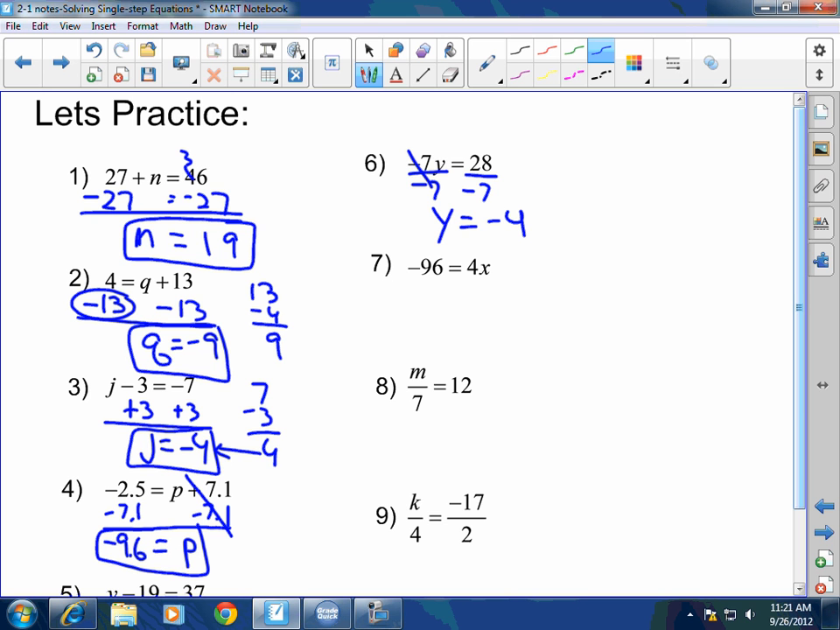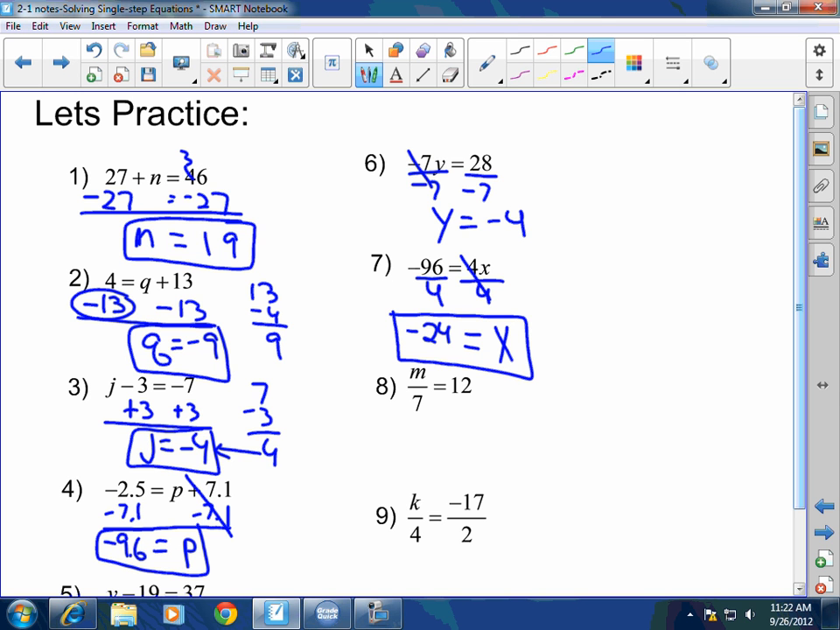What is the relationship between the 4 and the x? Multiplication. How do you get rid of multiplication? Division. So I'm going to divide both sides by 4. 4 divided by 4 is 1. I'm left with 1 times x, which is x. And then 4 goes into -96 -24 times. Correct.